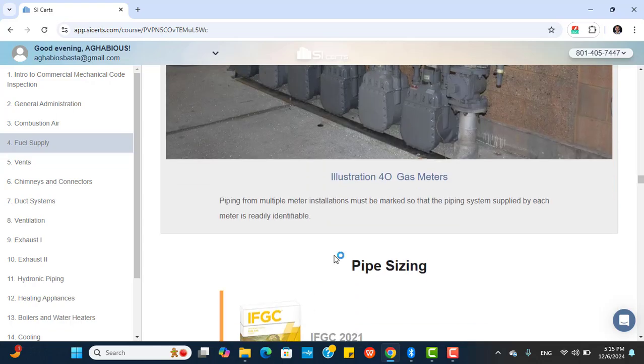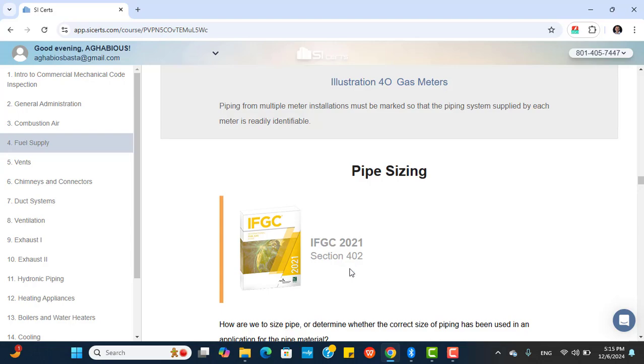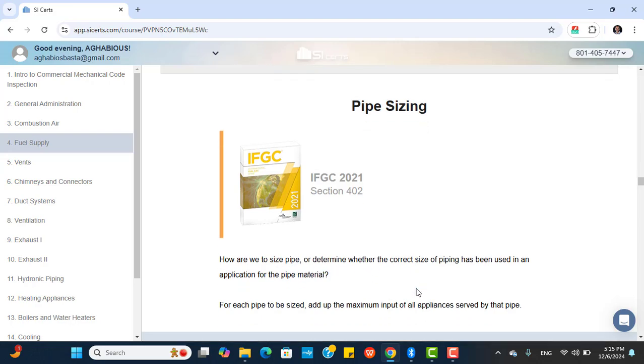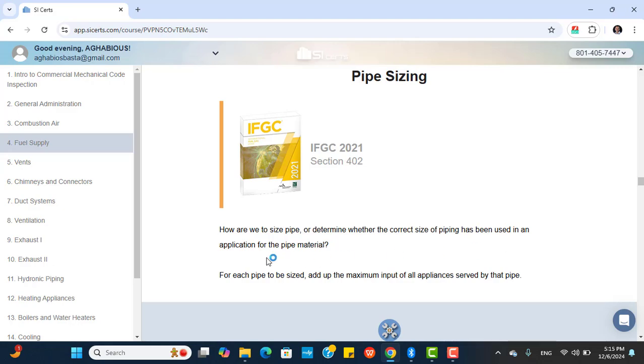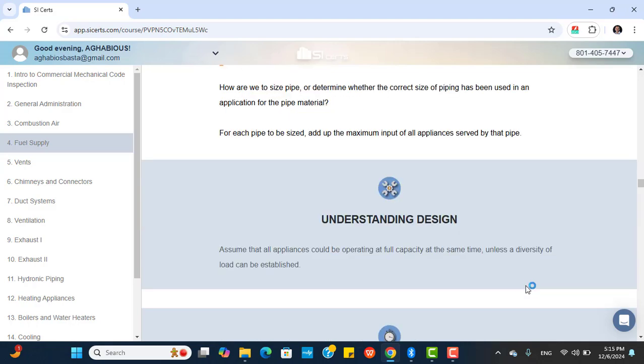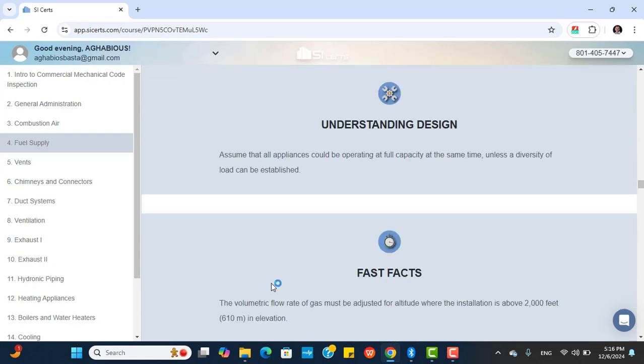Piping sizing, International Fuel Gas Code 2021, Section 402. How are we to size pipe or determine whether the correct size of piping has been used in an application for the pipe material? For each pipe to be sized, add up the maximum input of all appliances served by the pipe. Understand the design: assume that the appliances could be operating at full capacity at the same time unless a diversity of load can be established.